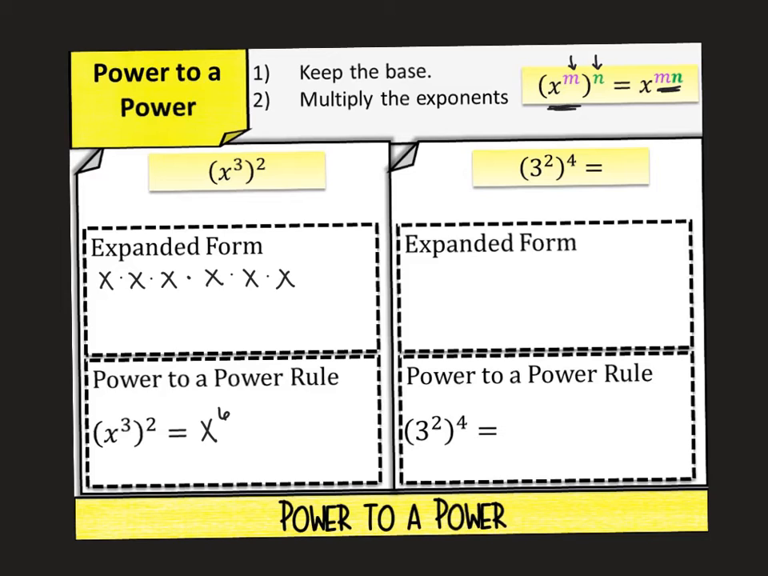So for the next example, I have 3 squared to the fourth, so I'm doing that 4 times. So here's the first time, second time, third time, fourth time. Total, I'm going to multiply, so 1, 2, 3, 4, 5, 6, 7, 8. If you count, 2 times 4 is 8. So obviously a lot faster to just use the rule and not do the expanded form.